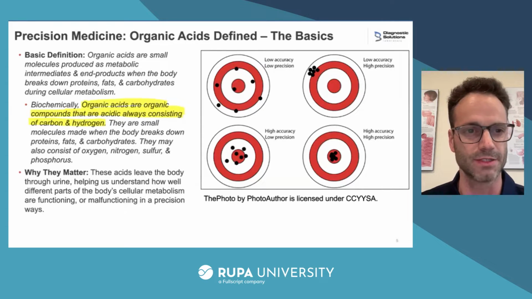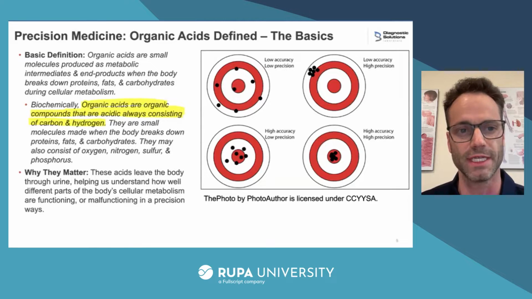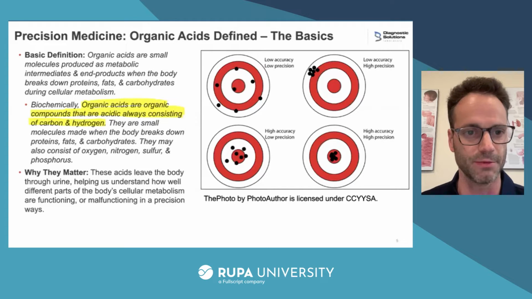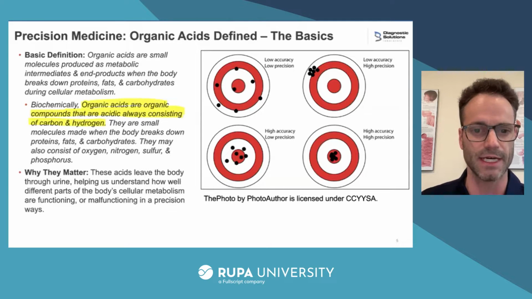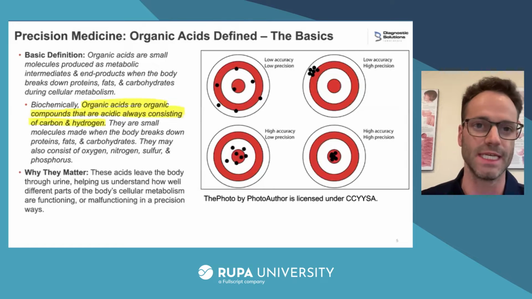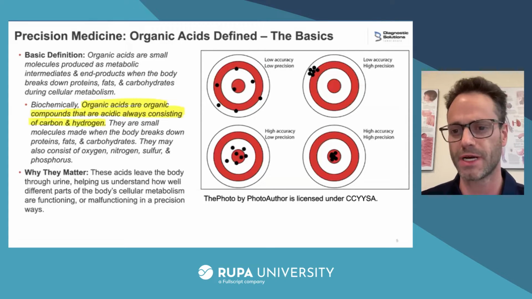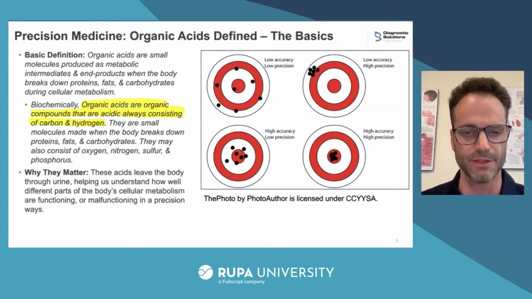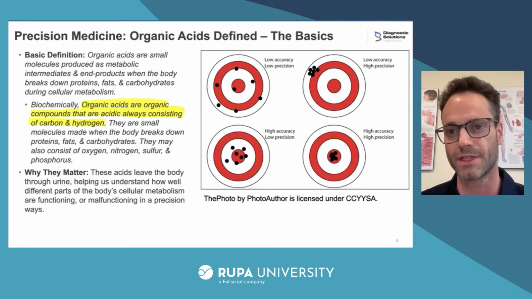Essentially, organic acids are small molecules produced as metabolic intermediates and endpoints when the body breaks down proteins, fats, and carbohydrates during cellular respiration or metabolism. So they have different components, and as mentioned, the test does have over 70 analytes. So you'll be able to jump into more of what your patient needs and is missing in their nutrition and micronutrients, as well as macronutrients, toxins, gut health, etc.